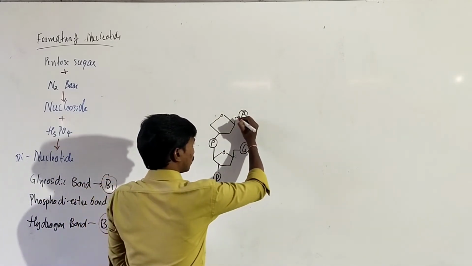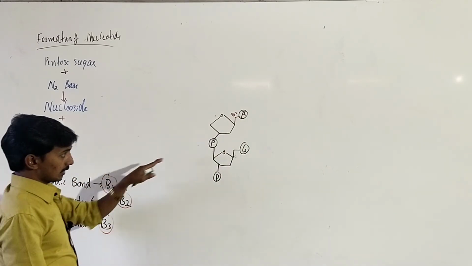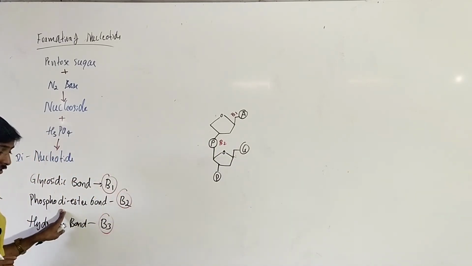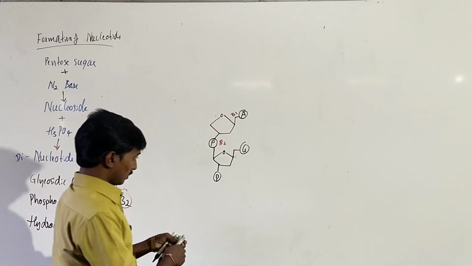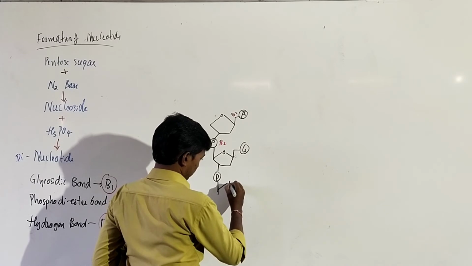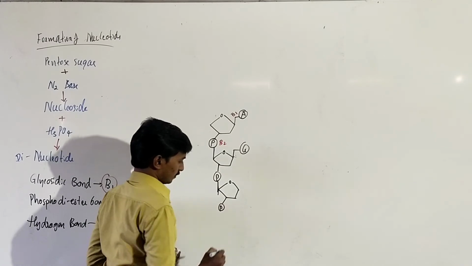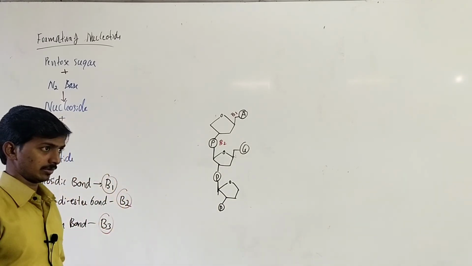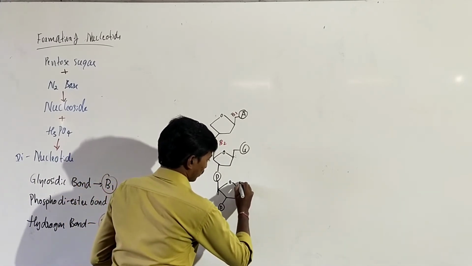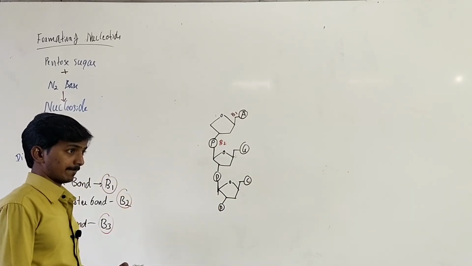So now this bond is B1, means glycosidic bond. This bond is B2, phosphodiester bond. Then where is B3? Okay, we'll add one more nucleotide right here for understanding purpose. So here we have another nucleotide, with another phosphate, right? We'll take one more. We'll take cytosine here. This is one strand of DNA.